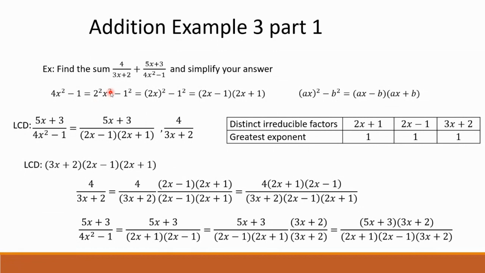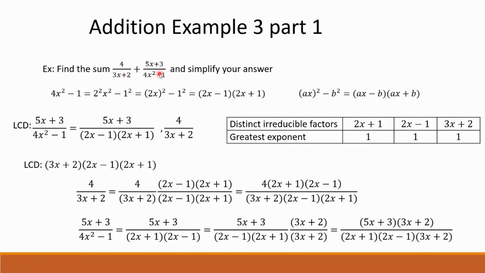All right, so for this one, it's actually very similar. We want to find this sum, and we're going to simplify. Well, notice that 3x plus 2 is already irreducible. It's factored. You can't factor it anymore, mostly because you have x to the 1 here, and 3 and 2 have no common factors other than 1.